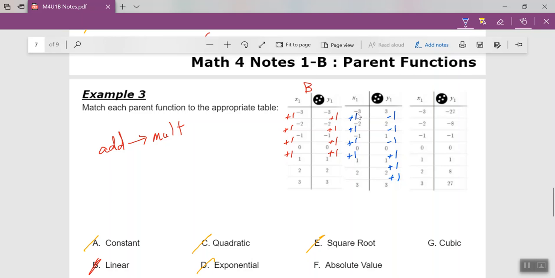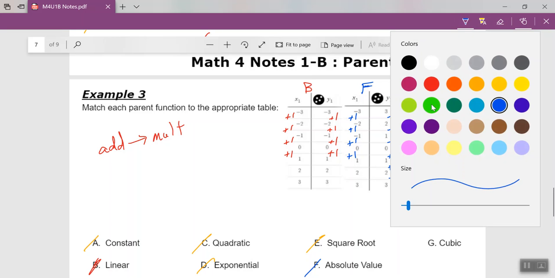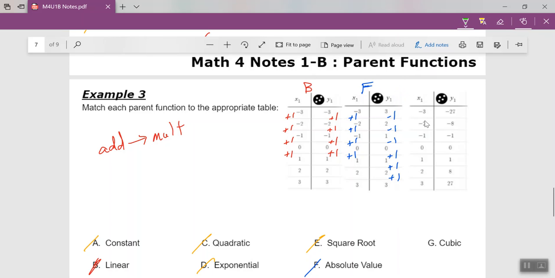And when you think about it, the absolute value of negative 3 is positive 3. The absolute value of positive 3 is positive 3. So that one is going to be absolute value. Now you can do some process of elimination, but let's look at the numbers here. You're going from negative 3 to negative 27, from negative 2 to negative 8, from positive 2 to positive 8, from 3 to positive 27. Those are perfect cubes. 3 cubed is 27, 2 cubed is 8.